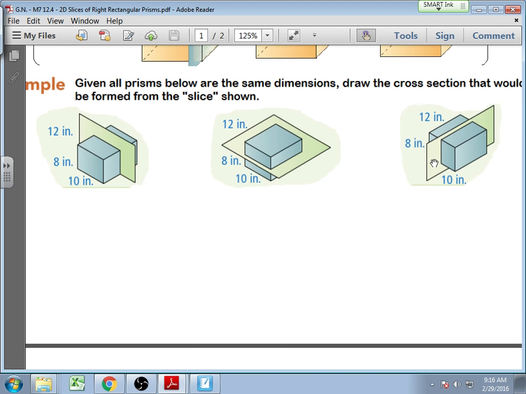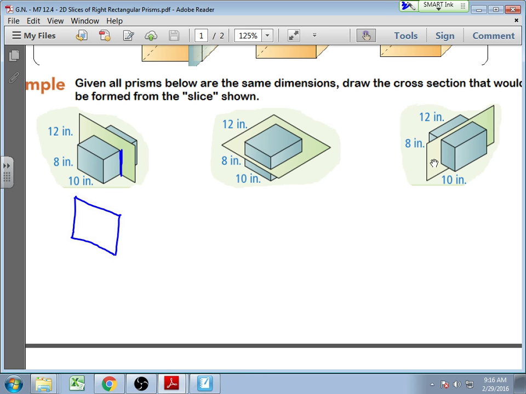So think about these 3 examples right here. I want you to draw the shape that you would get from the slice and then label the dimensions. So I'll help you with the first one. First one is standing vertically, so I'm going to try to draw it standing vertically. It would kind of look something like that.